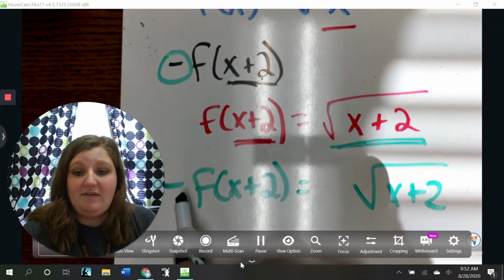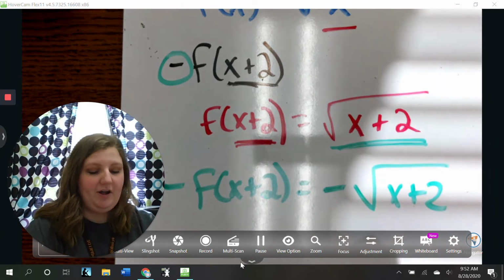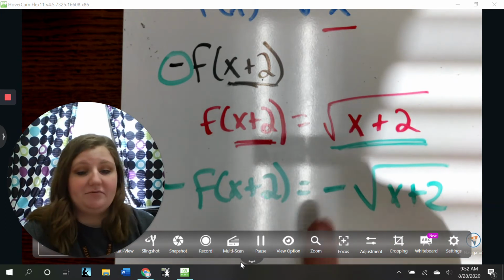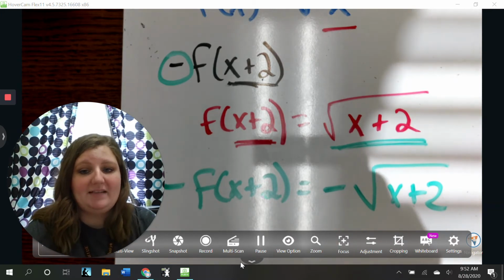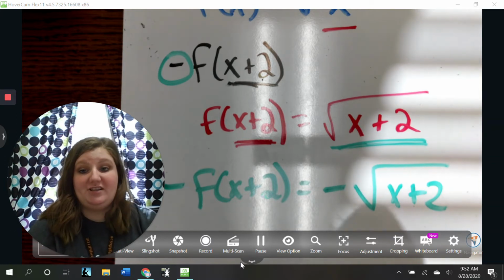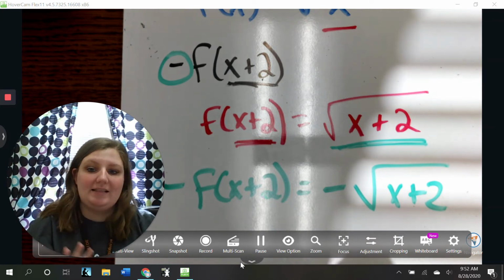The negative outside tells us we put a negative outside of the function, so out in front of our square root. And that's all that that negative does. It just goes out in front of the square root, and that's what changes about our function. So that's a problem where there were changes happening inside the function and outside of the function. Okay, let's look at another example.